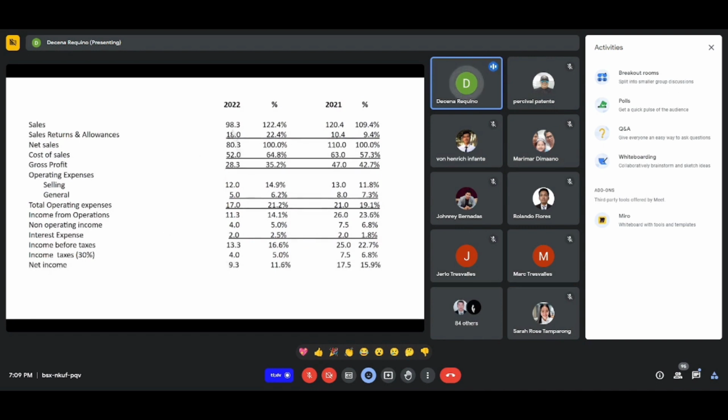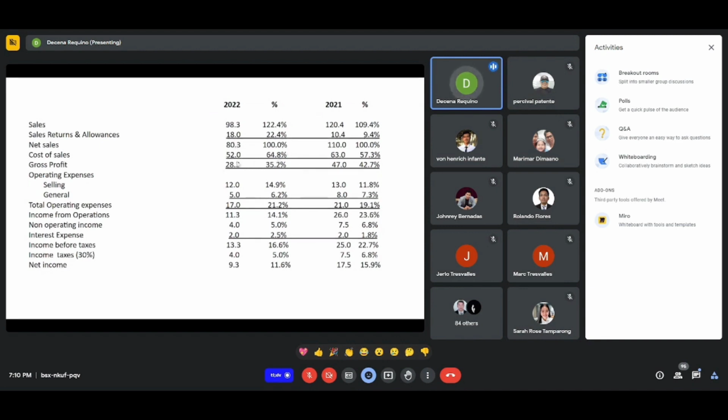Meron siyang total sales na 98.3. Merong sales returns and allowances, ilalabas yun para makuha natin yung net sales. Then merong cost of sales na 52 million, may gross profit na 28.3. Yung operating expenses, yung selling expenses 12, general 5. So ang total operating expenses 17. So sa vertical analysis, for example, ang net sales natin, siya yung 100%.